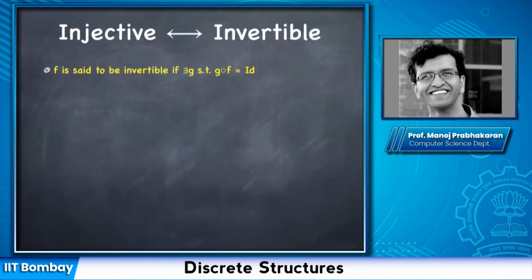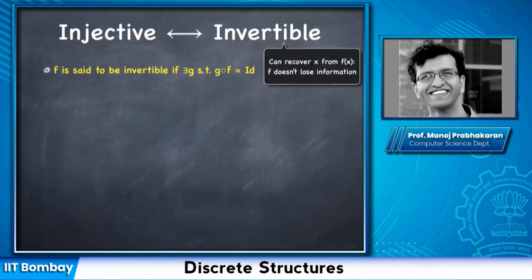An important property of an injective function is that it is invertible. So what is an invertible function? Say a function f is invertible if there exists some other function g such that when I compose g with f, g of f should be the identity map from the domain of f to itself. The identity map just maps elements to themselves. So another way to say that is, if I took an arbitrary x and computed f of x and gave it to you, you would be able to tell me what x is.